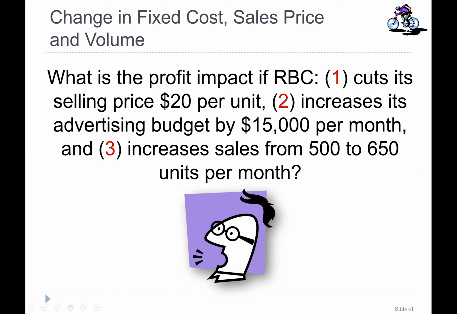And now let's talk about fixed cost and sale price and volume together. What is the profit impact if RBC cuts its selling price 20 per unit? It means now the sale price is going to be $480. Increase in its advertising budget 15,000. So it's now fixed costs will become 95,000. And its sales going to be increased by 150 units. Would this strategy be good strategy or bad strategy? Let's see.